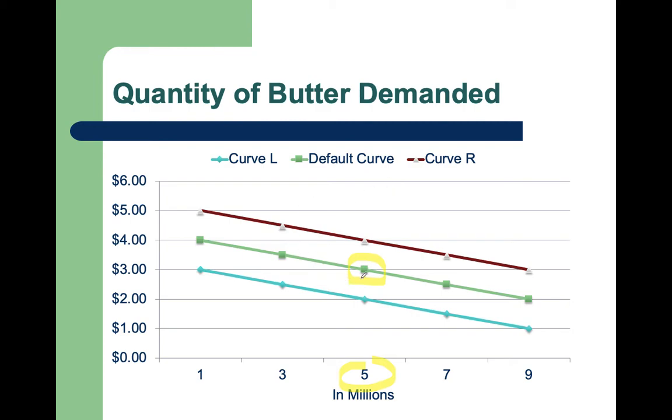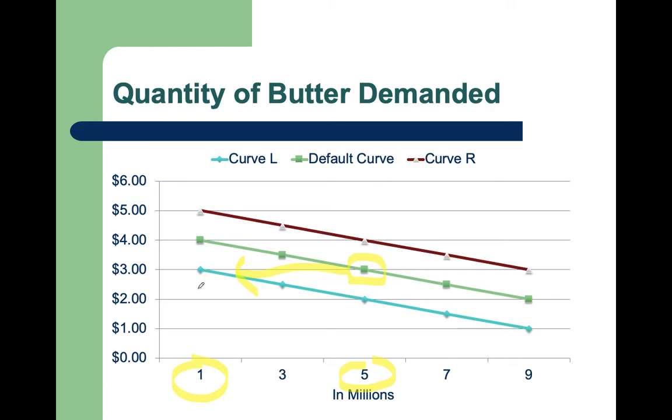So nothing happened to the price for butter. It's still $3 a pound. But now since margarine is cheaper, what's going to happen is more people buy margarine, which means fewer people buy butter, and we're going to be shifting to the left. So now rather than selling 5 million pounds of butter at $3 a pound, we're only selling 1 million pounds of butter.